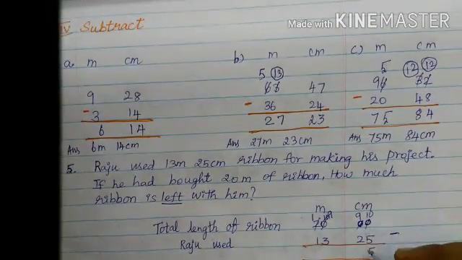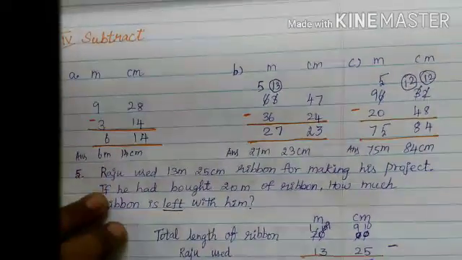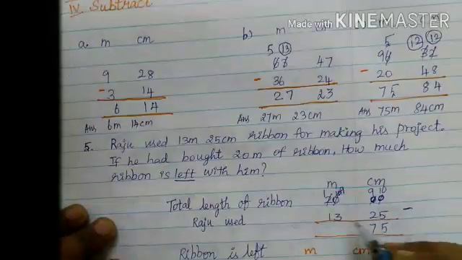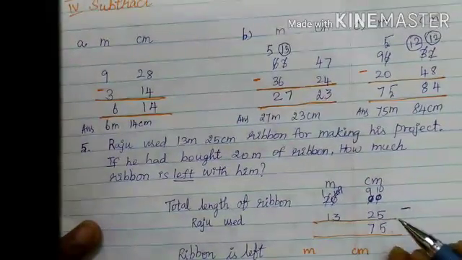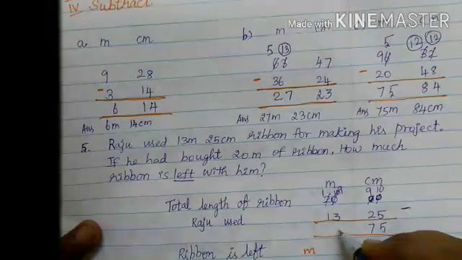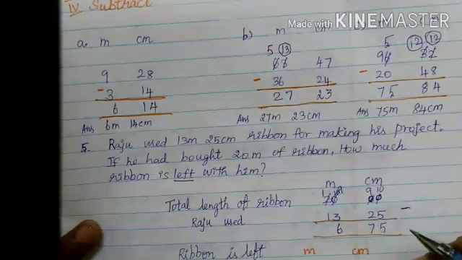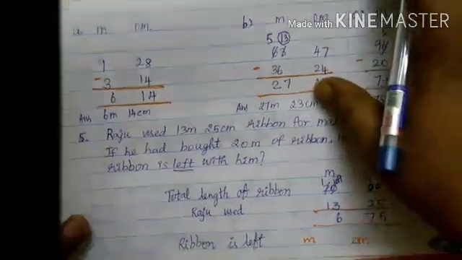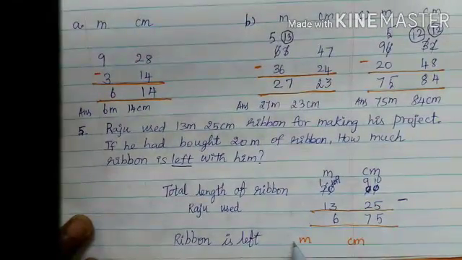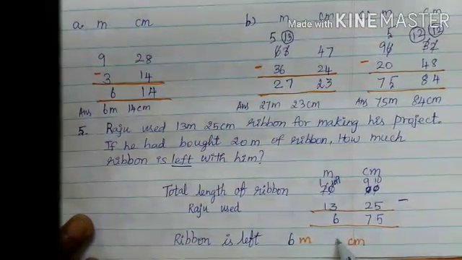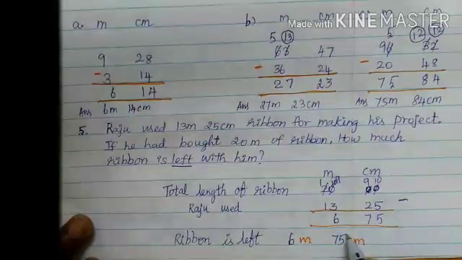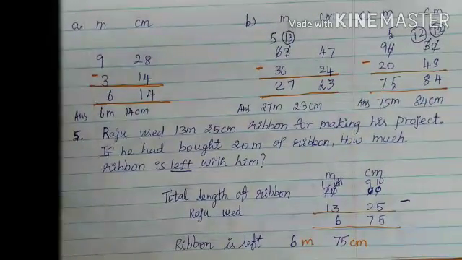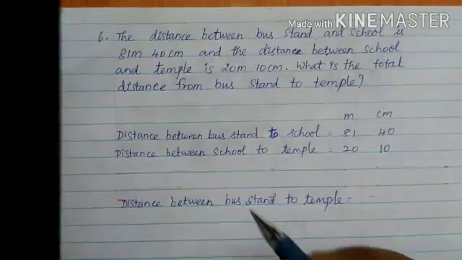Then 9 subtract 2 is 7. Then next, 9 subtract 3 is 6. 1 subtract 1 is 0. So now you write the ribbon left: 6 meter 75 centimeter. Okay children, you understand this? Then the next one, sixth sum.